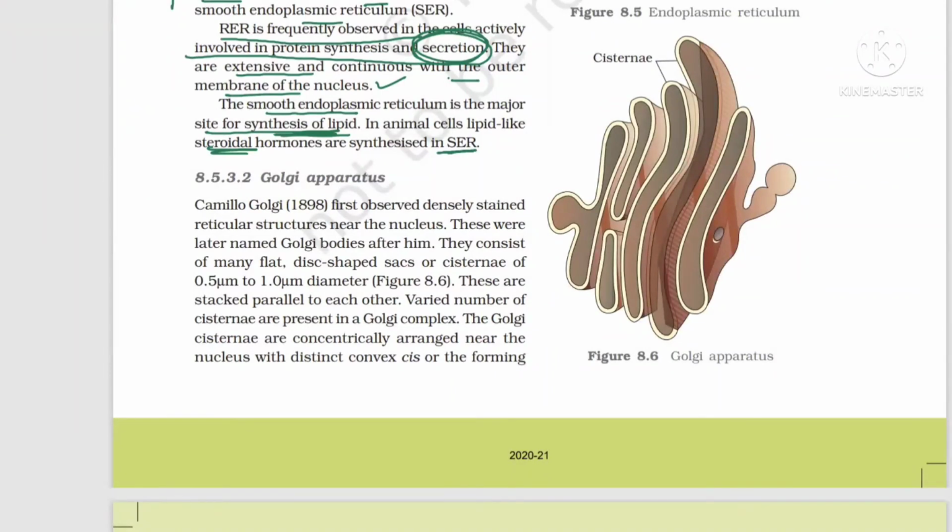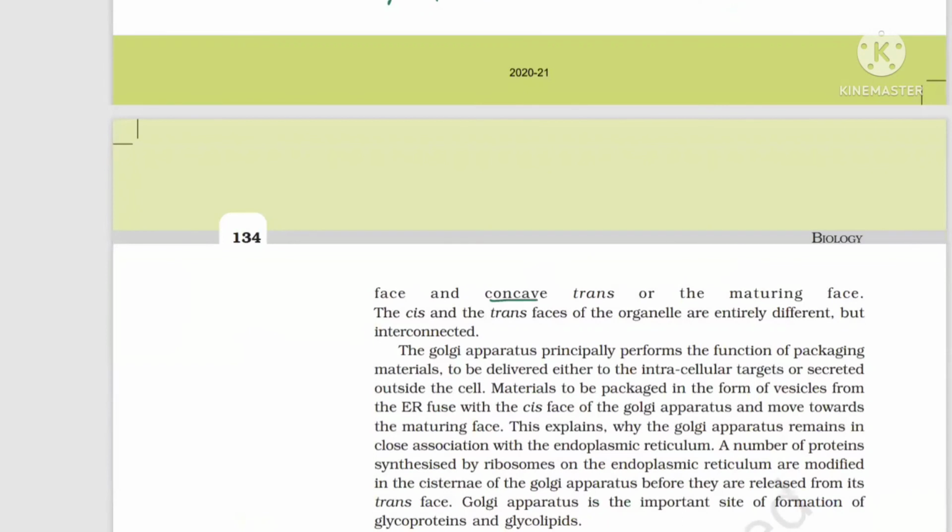So see beta, first of all, who has observed? Camillo Golgi has observed reticular structure near the nucleus. They are named after him only, we say Golgi bodies. They are flat, disc-like structures, cisternae, this much in diameter. They are stacked parallel. Number can vary. They are concentrically arranged around the nucleus with distinct convex or cis or forming face, towards the nucleus side. And concave, trans or maturing face is present towards the cell membrane side. They are entirely different, but they are interconnected.